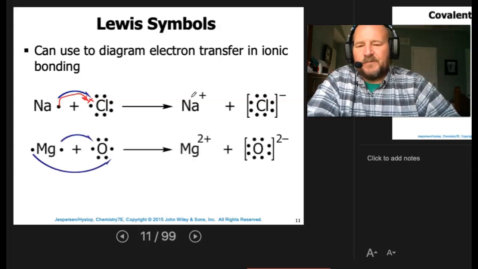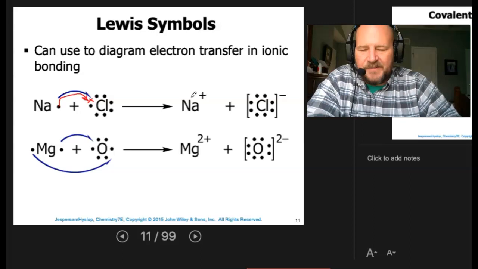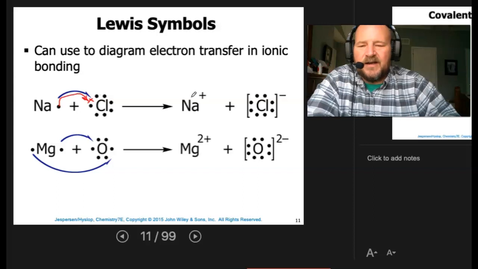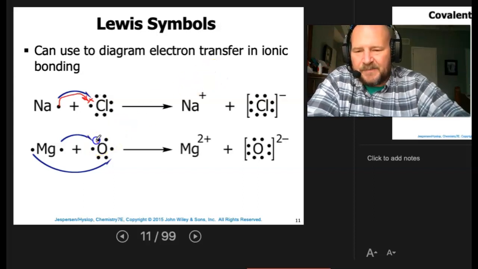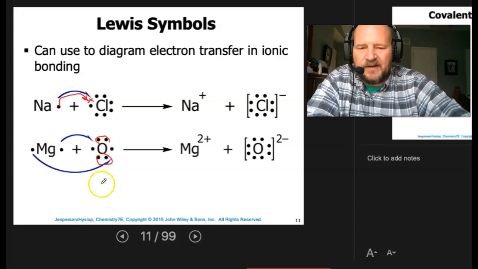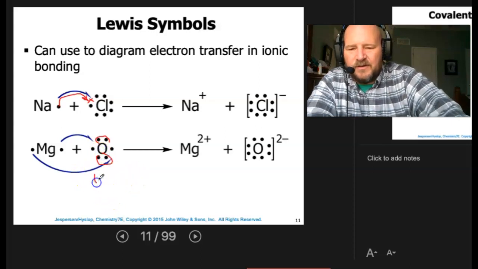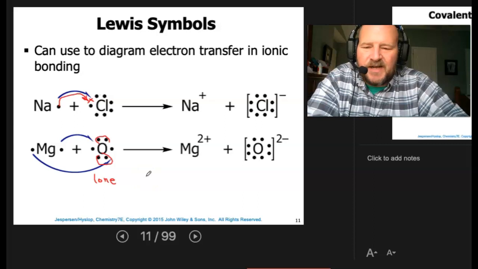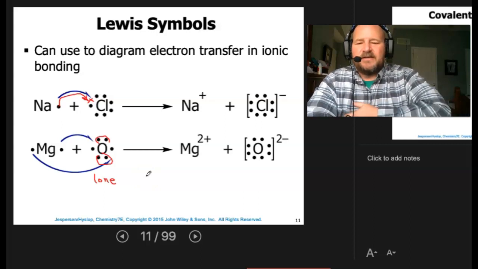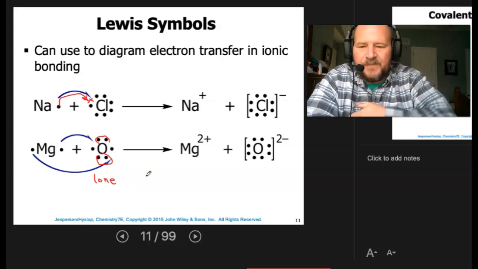For magnesium, we'll lose 2 dots to the oxygen. That'll make Mg 2+, O 2-. And here you can see we paired up the top and we paired up the bottom. And remember, those pairs are called lone pairs, like all alone. So L-O-N-E, not loan as in borrowing. It's not L-O-A-N, it's L-O-N-E.